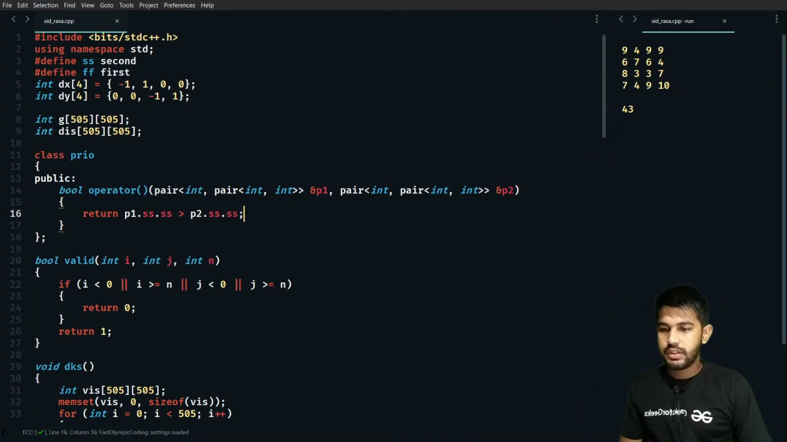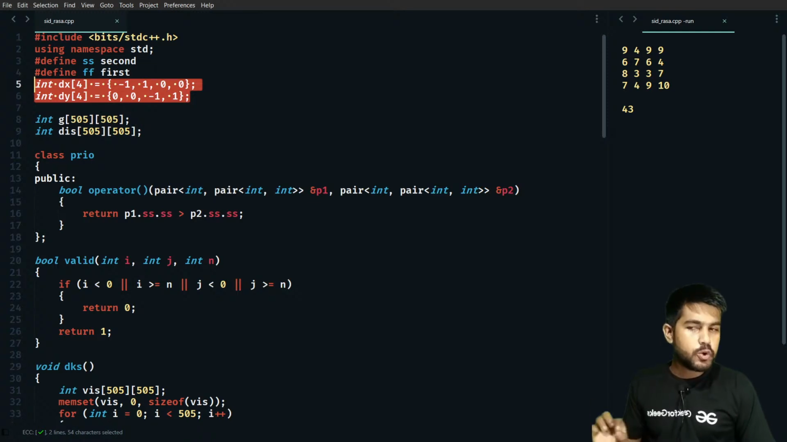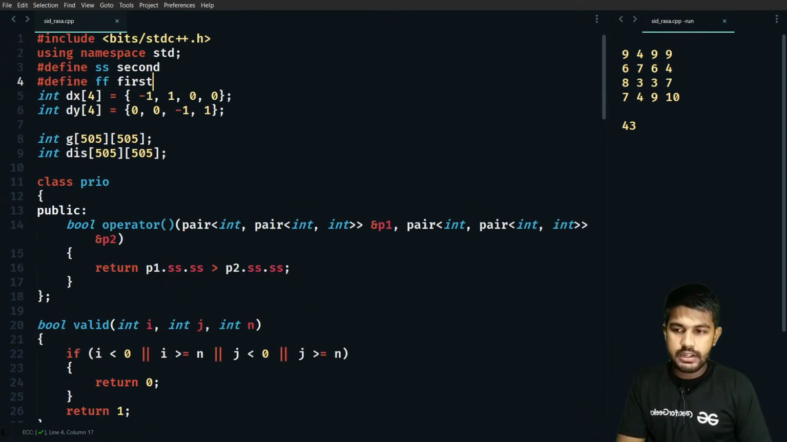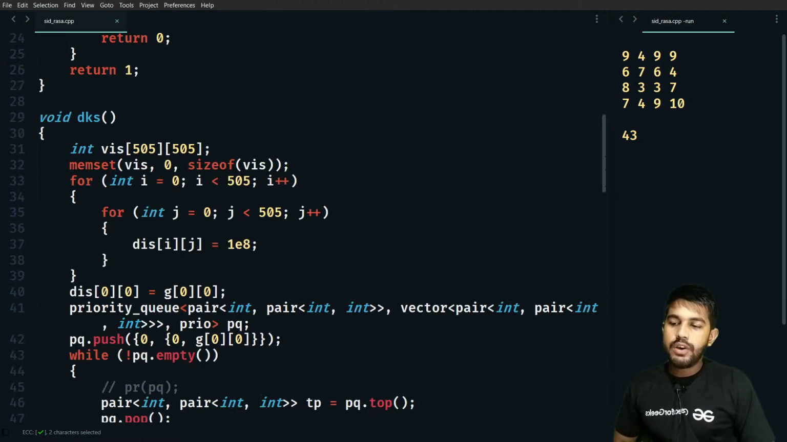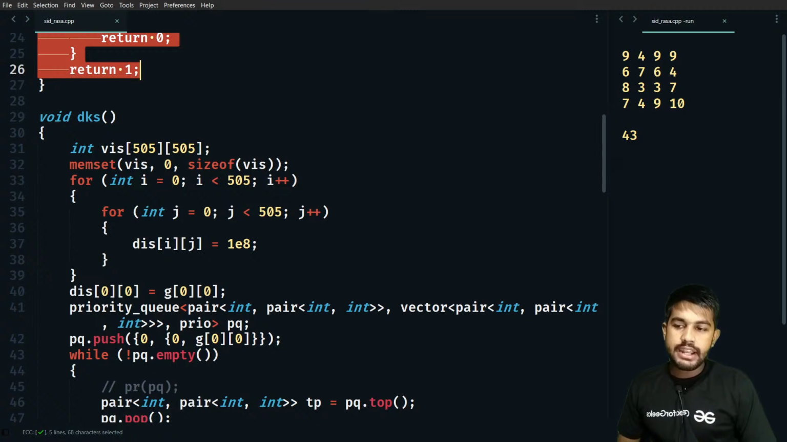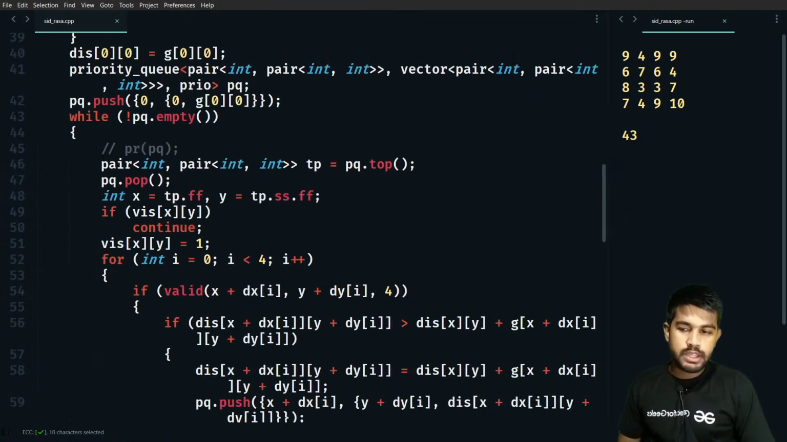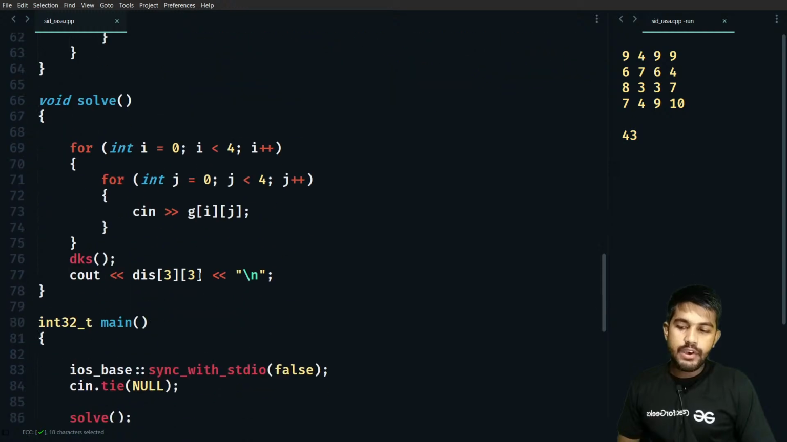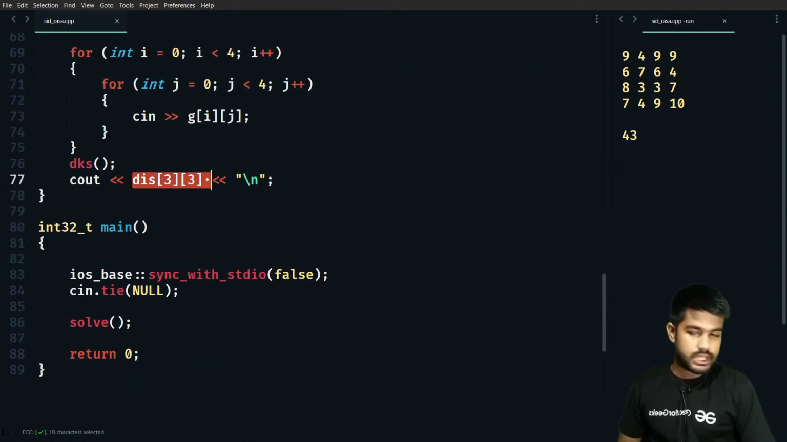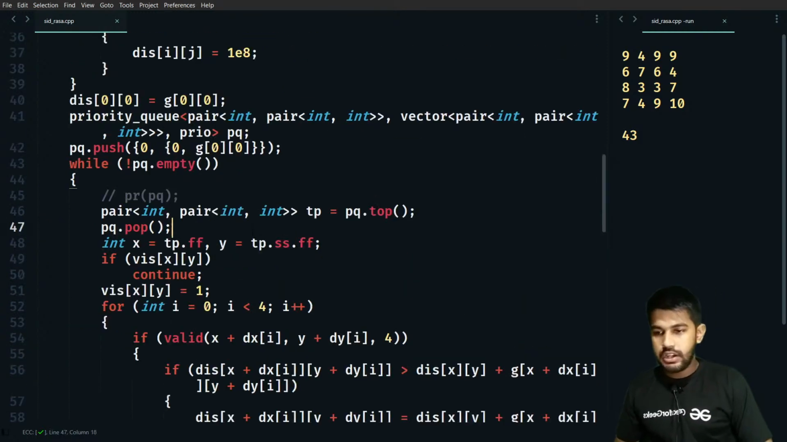This is the same as the class prior, and this is dy and dx, and there are only two macros to make the code a little bit cleaner. SS is equal to second and FF is equal to first. Next we are checking the boundary condition. Next we are making a visited array, the same thing which I showed. Then we print the distance of the boundary condition with an endline. That's all. Let me check again.